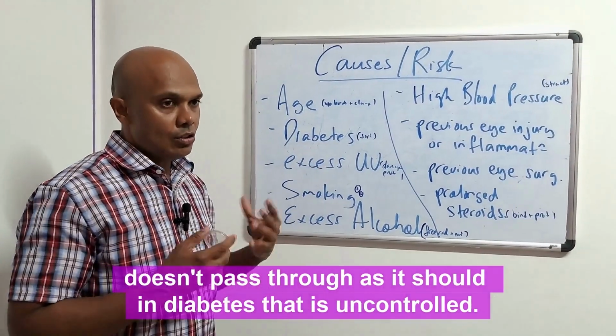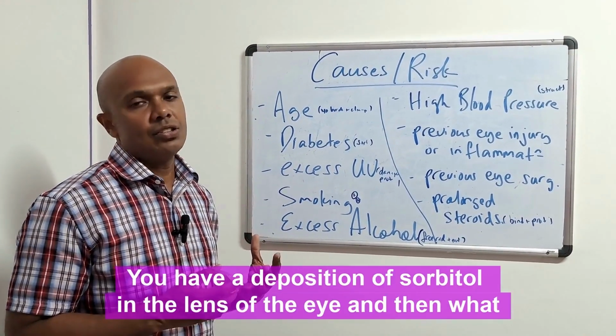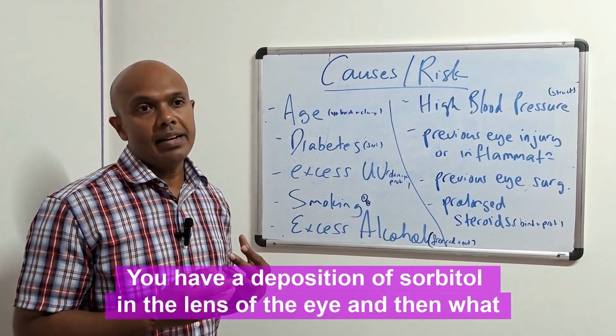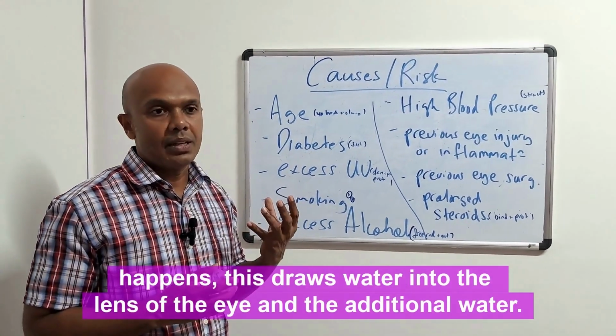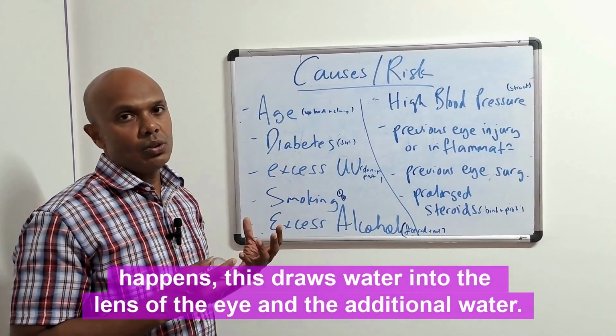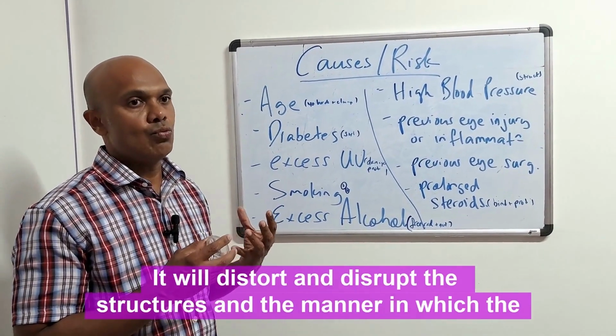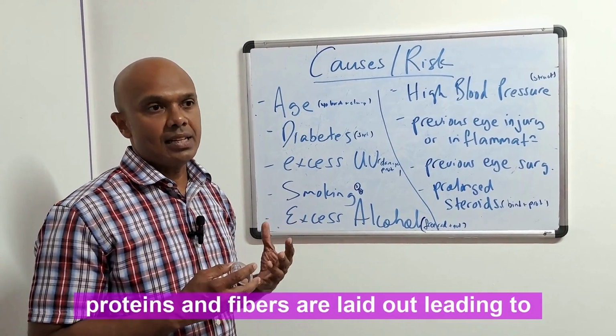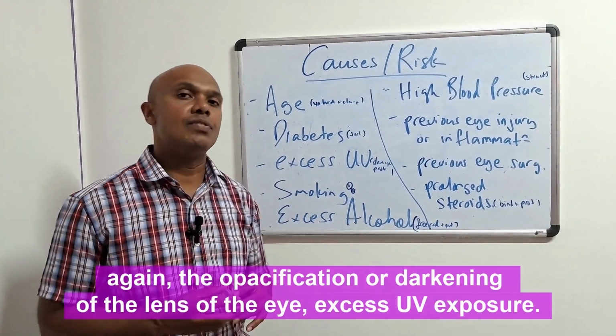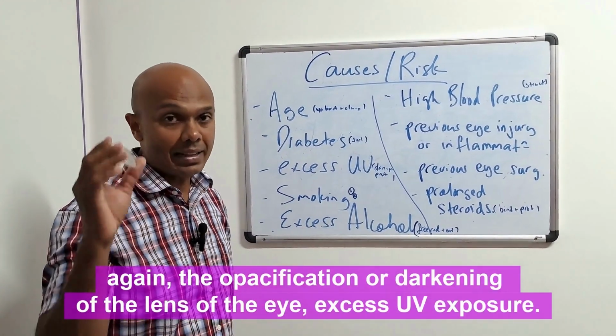In diabetes that is uncontrolled, you have a deposition of sorbitol in the lens of the eye. And then what happens is that this draws water into the lens of the eye, and the additional water will distort and disrupt the structures and the manner in which the proteins and fibers are laid out, leading to, again, the opacification or darkening of the lens of the eye.